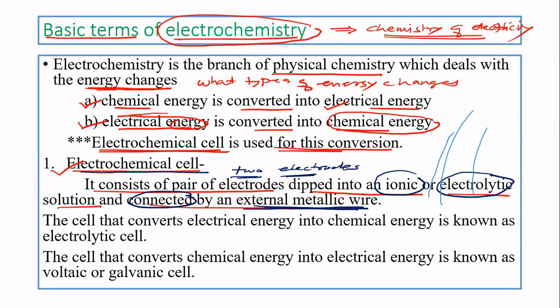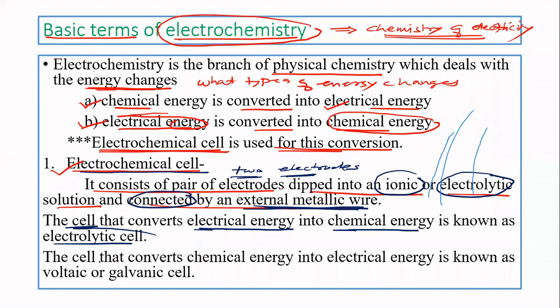Okay, so understood this electrochemical cell. Now the two terms are there. The electrochemical cell that converts, this is important, electrical energy into chemical energy is known as an electrolytic cell. By using the electrical energy, chemical energy is obtained. This can be achieved by using the electrolytic cell.